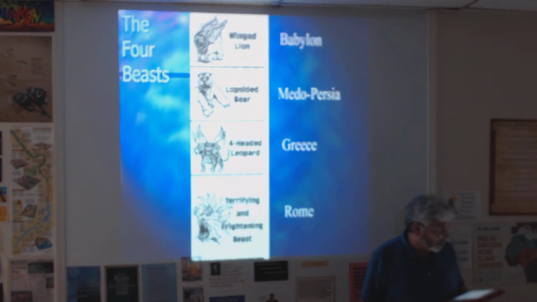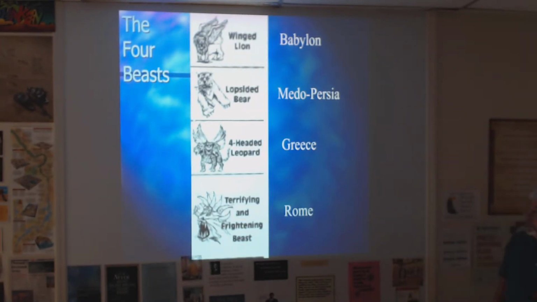All right, so here they are as the beasts. And I'll explain to you why the beast relates to each one here. I've already explained that Babylon, the winged lion is a symbol you see all over Babylonian stuff. Okay, why the lopsided bear?